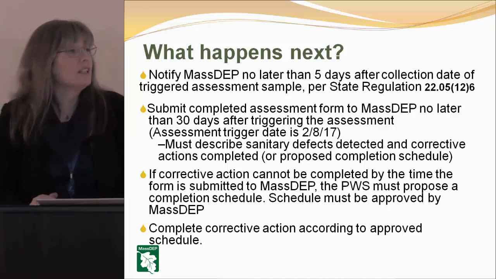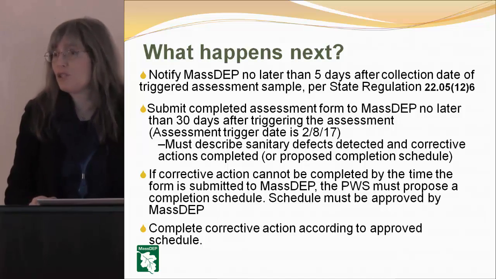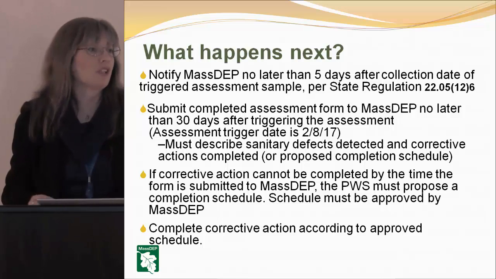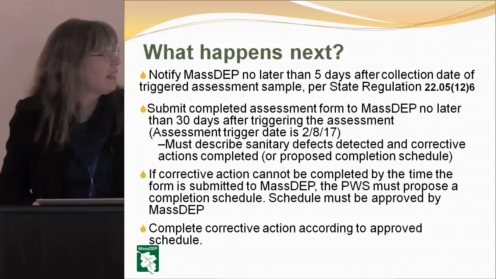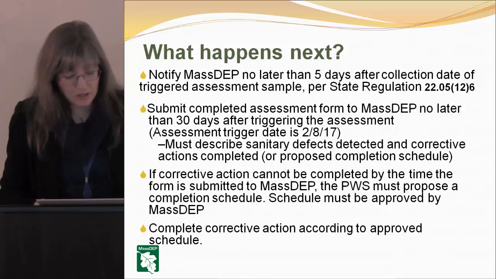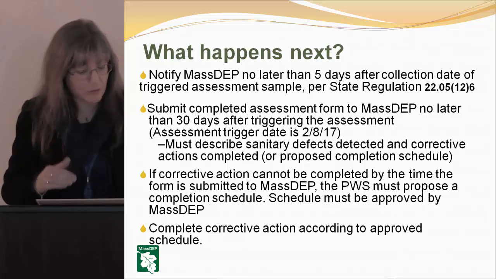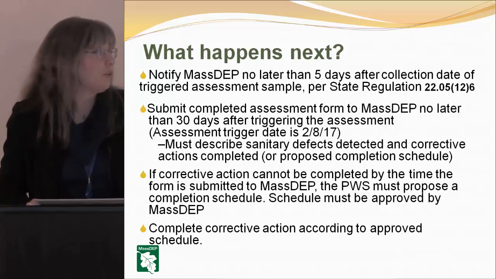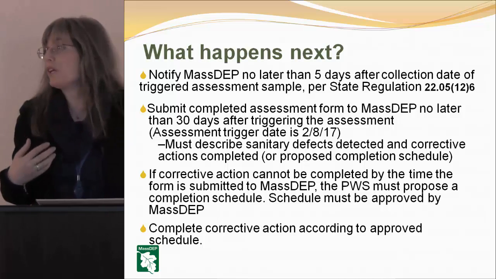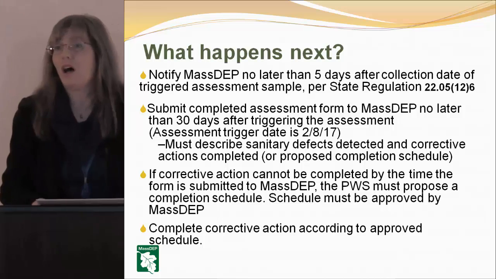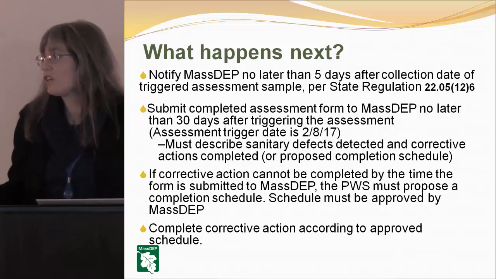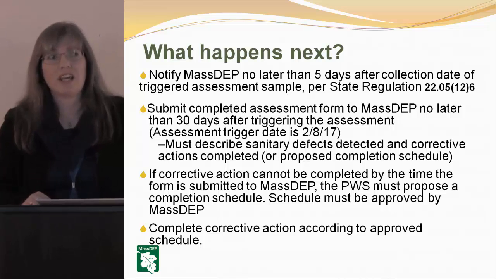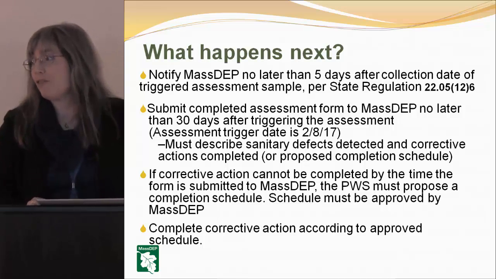So if you need to have your tank cleaned and you need to bring in specialists to do that and they can't come next week, when are they going to come out? When are you scheduling it? And if it's not going to be completed by the time the form's submitted, you need to give us a schedule of when you're going to be doing it. Then we have to go in and look at and approve those schedules. If you want to have a year and a half to have your tank cleaned, I don't think so. You can get it done a little sooner than that. Maybe not next week, but not a year and a half from now.